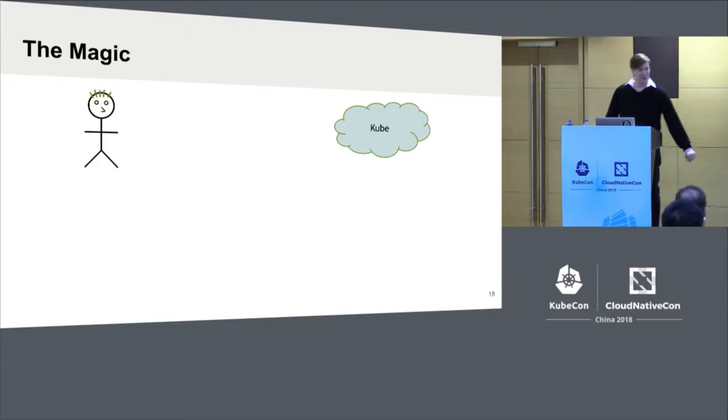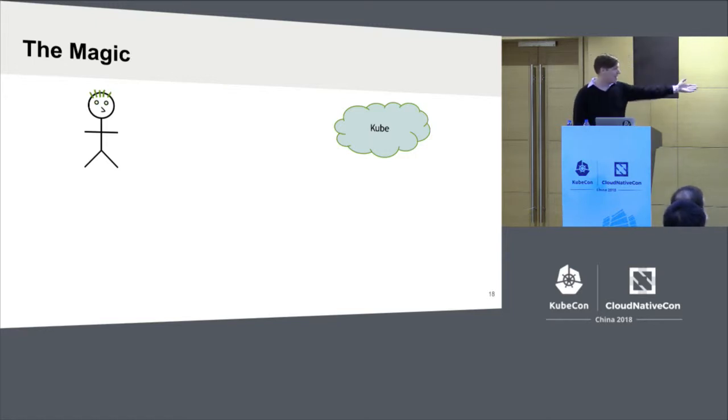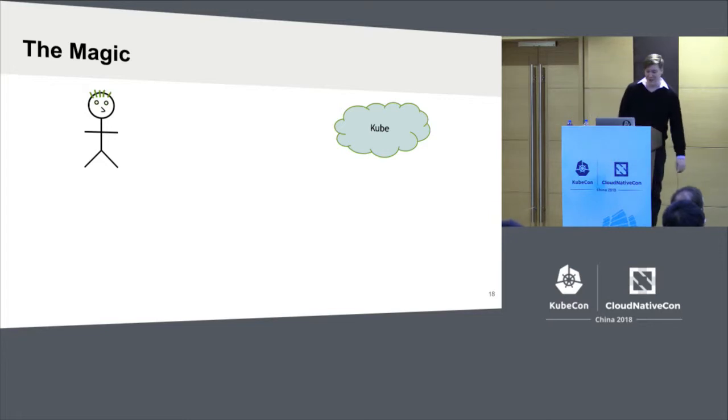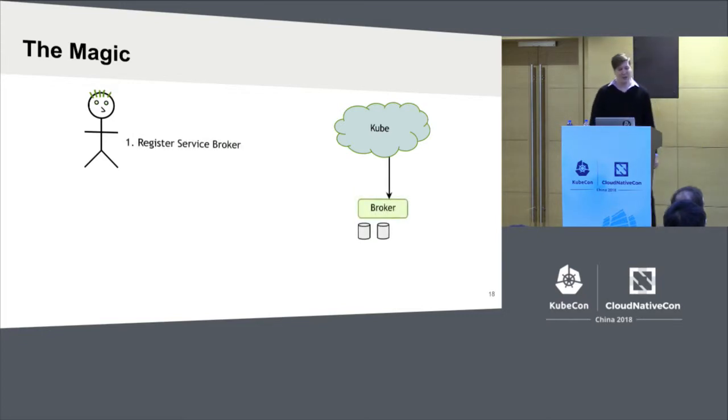The magic. So we're going to briefly go over what Service Catalog actually does for you in terms of those abstractions. So here we have our friendly user and their Kubernetes. Now, once at the very beginning, you're going to need to register the broker with your Kubernetes Service Catalog. So this is sort of an operator level action, and you do it once, and then you don't need to worry about it ever again. So if this isn't under the domain of your normal user, they aren't going to be doing this.